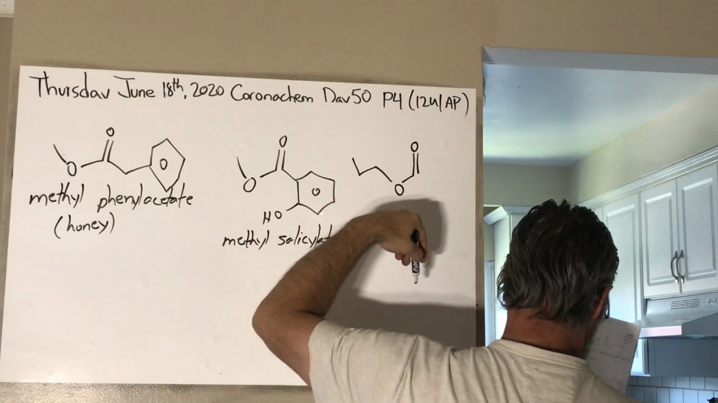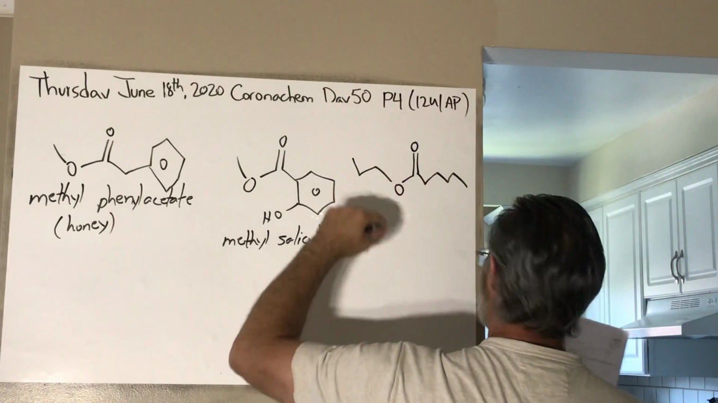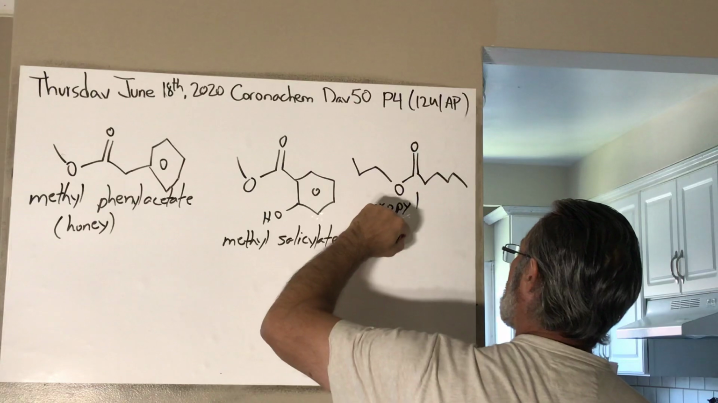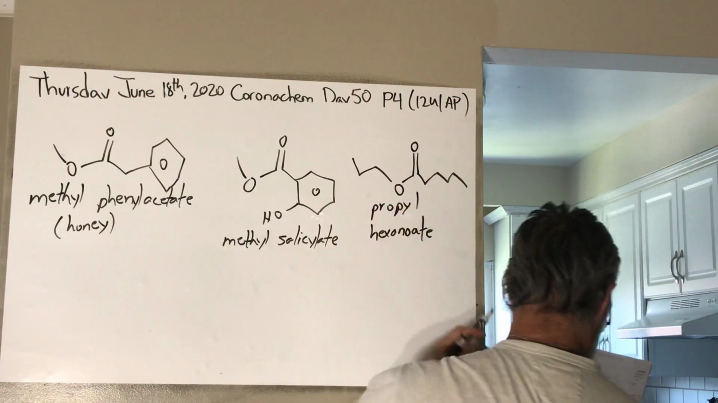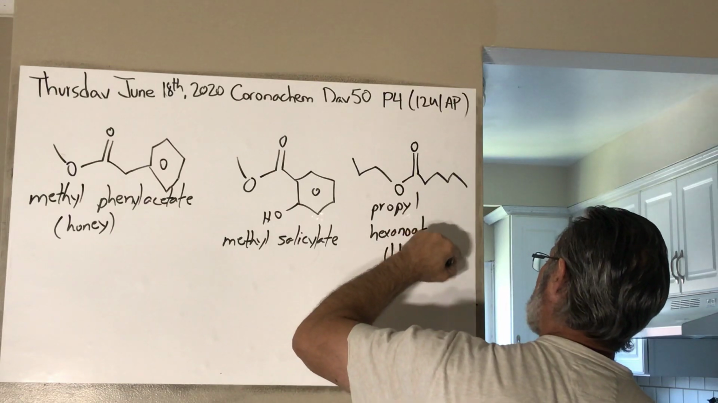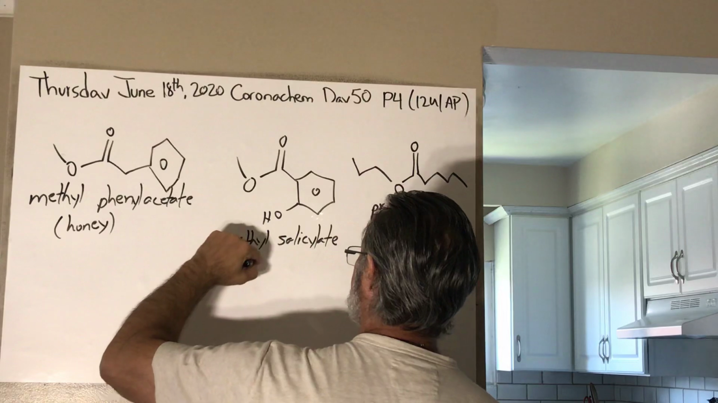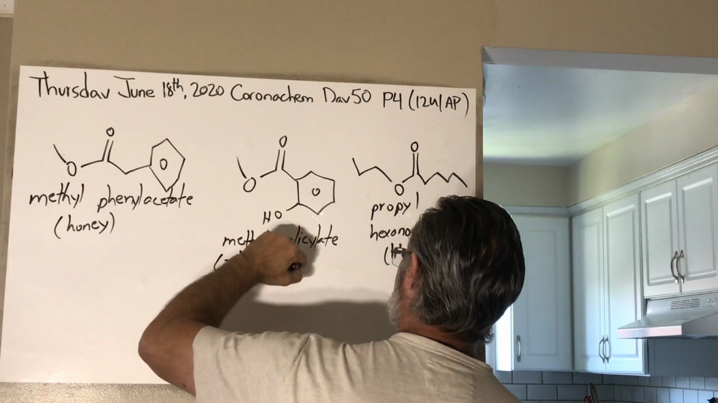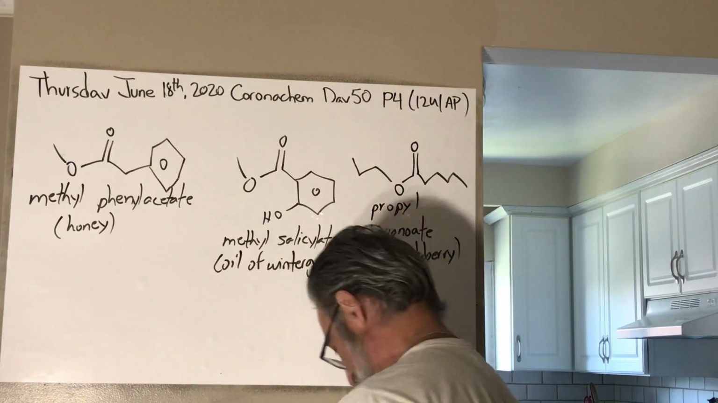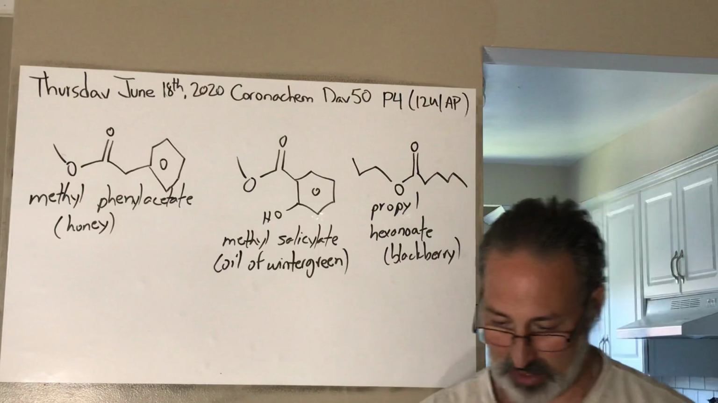Last one. Propyl hexanoate is blackberry flavor. This is oil of wintergreen, and it's also medicinal, interestingly enough. Okay, last page, folks.